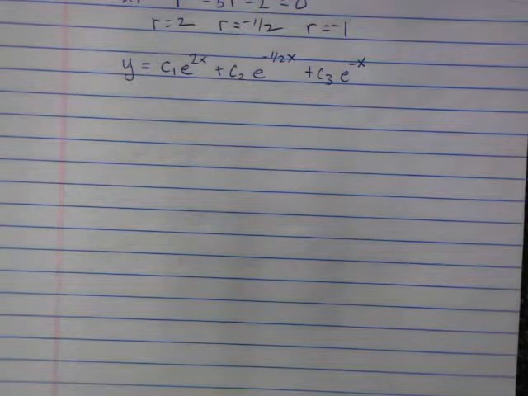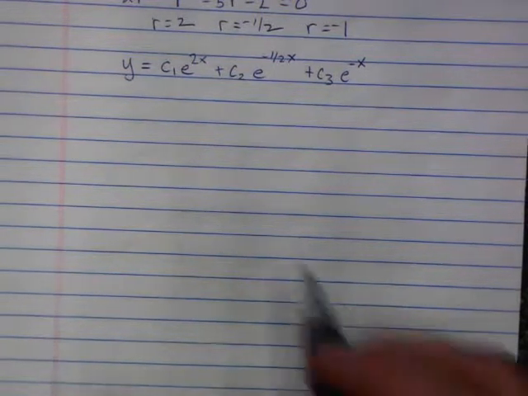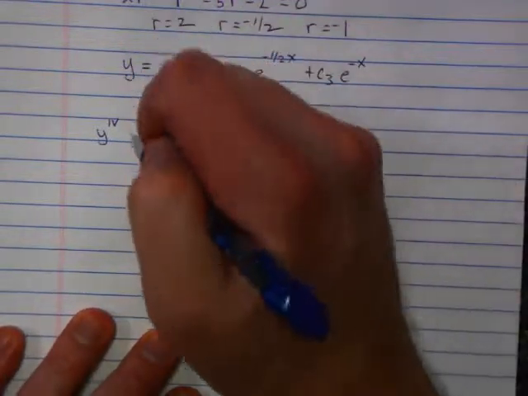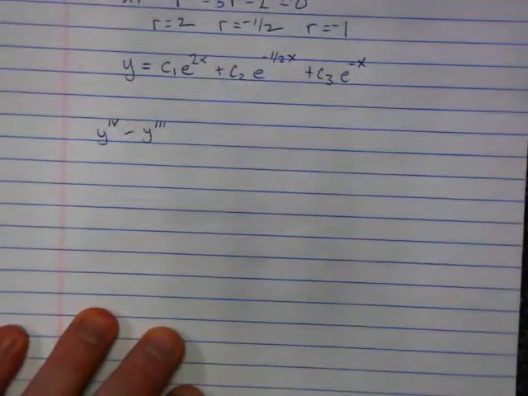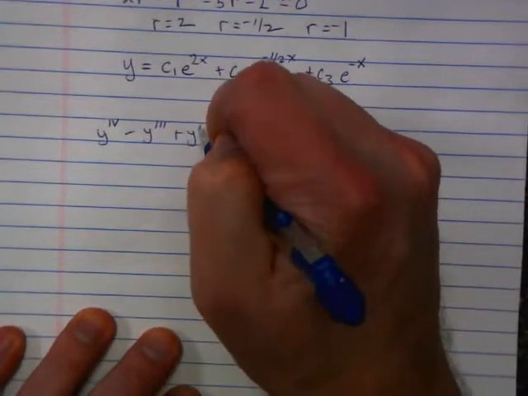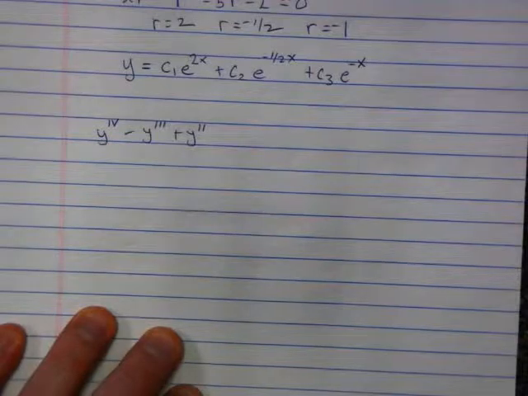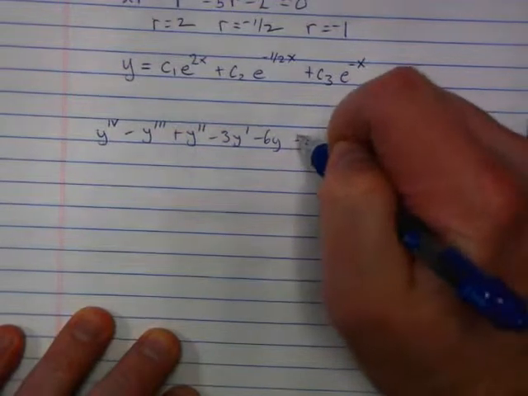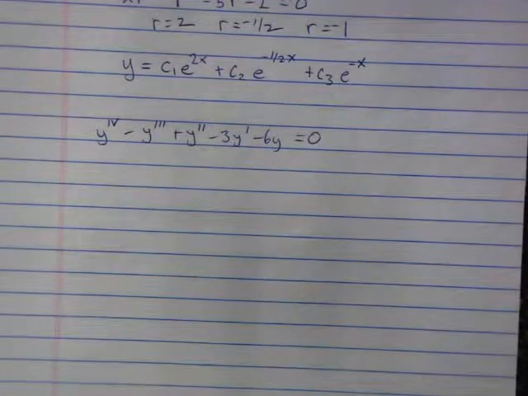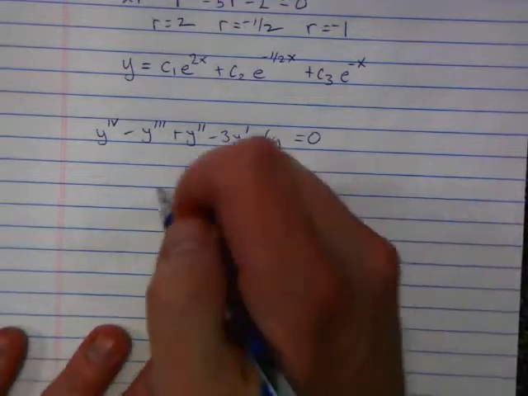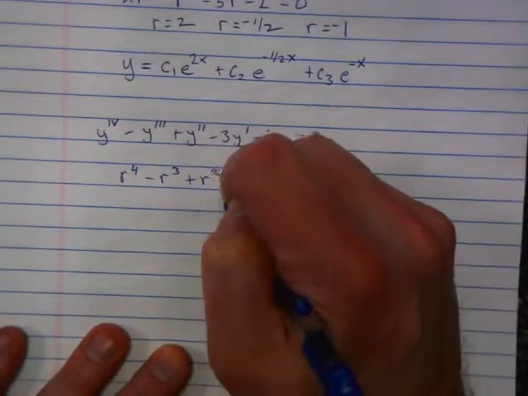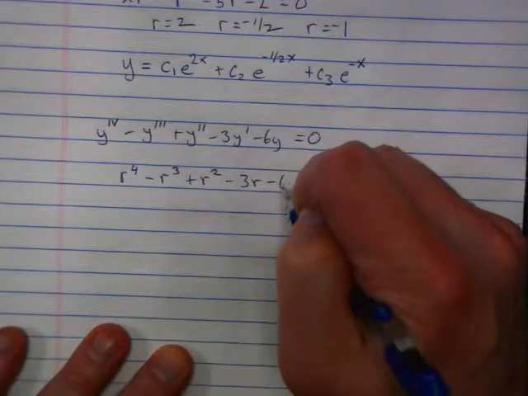Let's try the fourth derivative of y minus the third derivative of y plus the second derivative of y minus 3 times the first derivative of y minus 6y is 0. Do the form with the r's. All right, so I write down my characteristic polynomial. That's r to the 4th minus r cubed plus r squared minus 3r minus 6 equals 0.